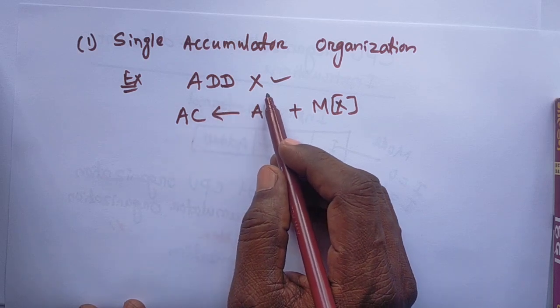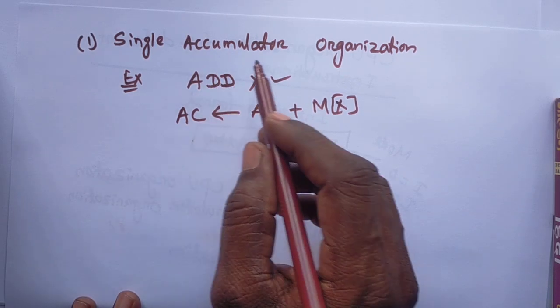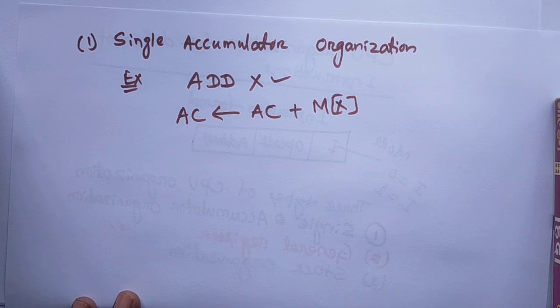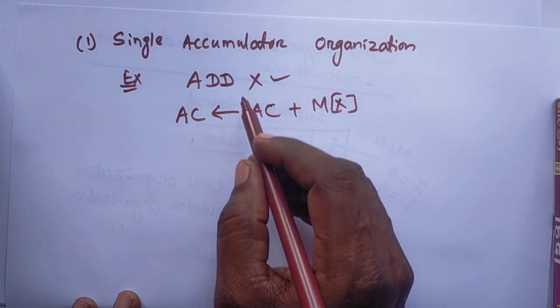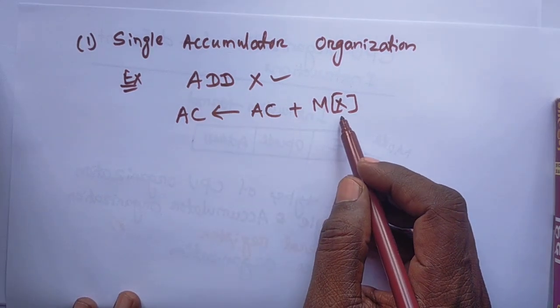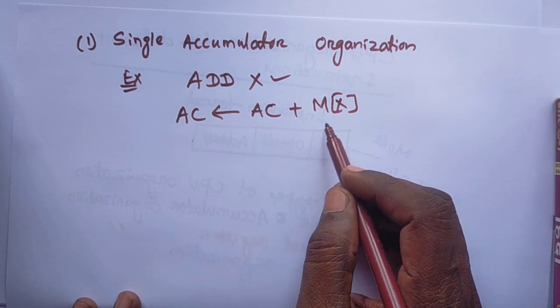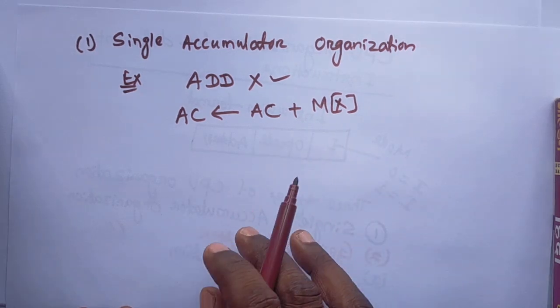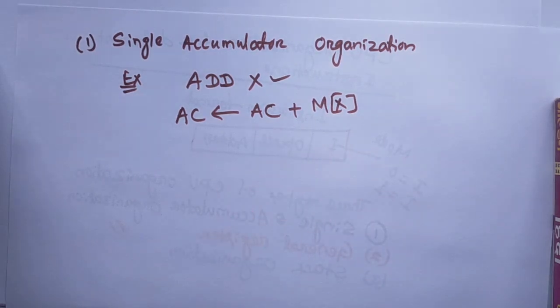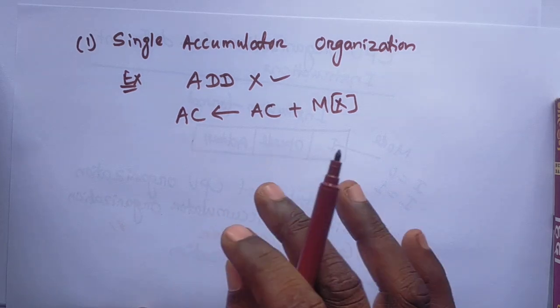If this kind of instruction is there, then we go through single accumulator organization. Okay, that means the expression is defined in this way. If we go through multiply, similarly AC is multiplied with M[X]; for subtraction, AC must be subtracted with M[X], like this. It depends on that. If one operand is given, definitely we will go through single accumulator organization. This is the basic concept.